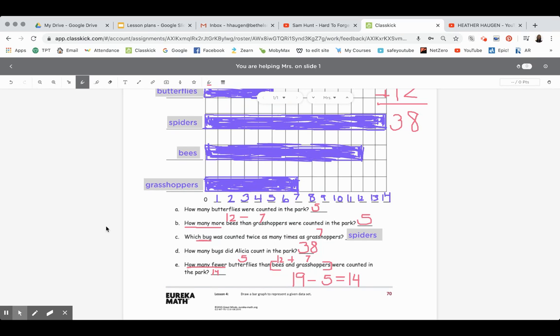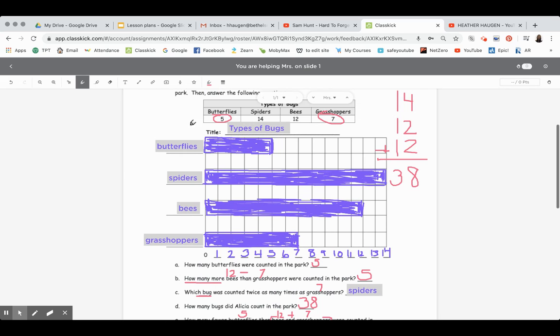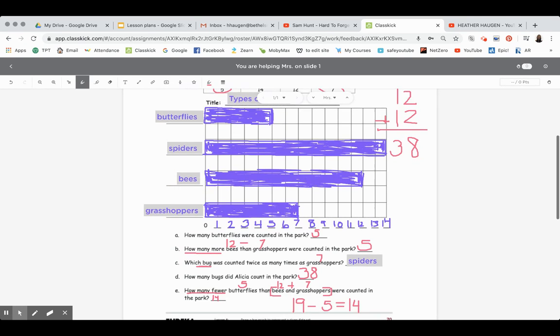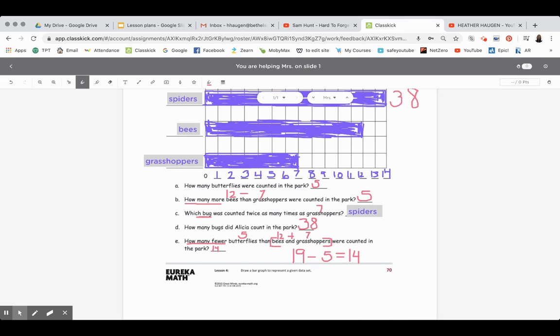Boys and girls, again, take your time on your graph. Be sure to fill in all the blank spaces, the title, the categories, the bars, and the numbers at the bottom. And when you're analyzing the data and you're answering the questions, please read the questions very, very carefully and write down all of your work so I can see exactly what you're thinking. Do a great job.